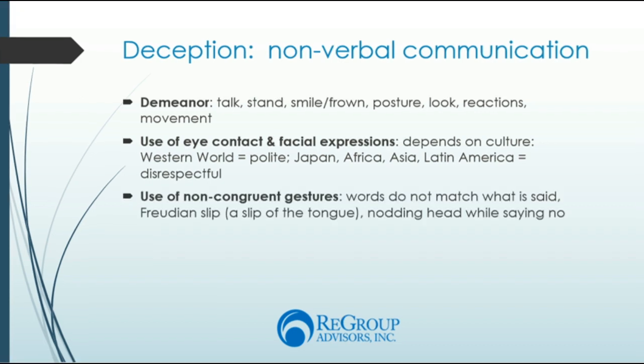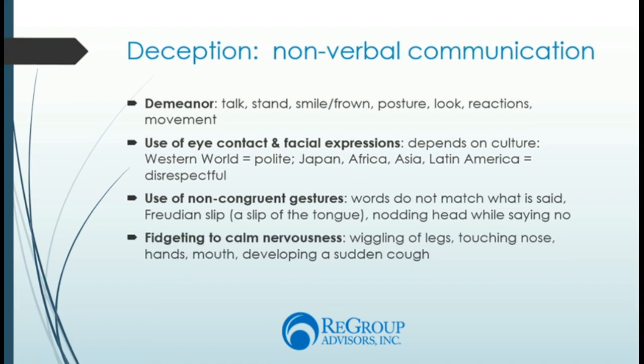Watch for the use of non-congruent gestures when words do not match what's being said, or a slip of the tongue, or nodding of the head when saying no. And lastly, fidgeting, with either the hands, the nose, the mouth, wiggling of the legs, or developing a sudden cough.